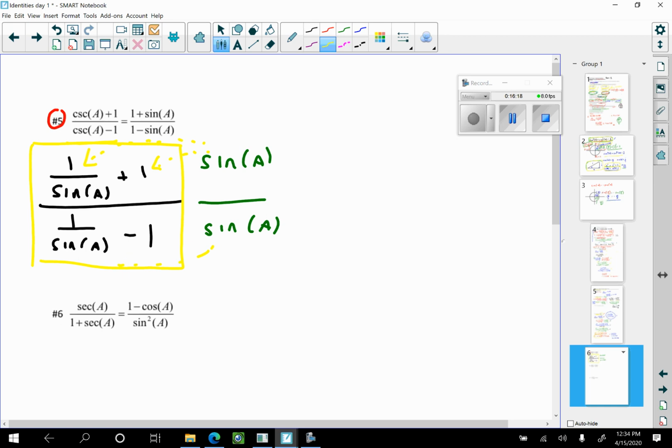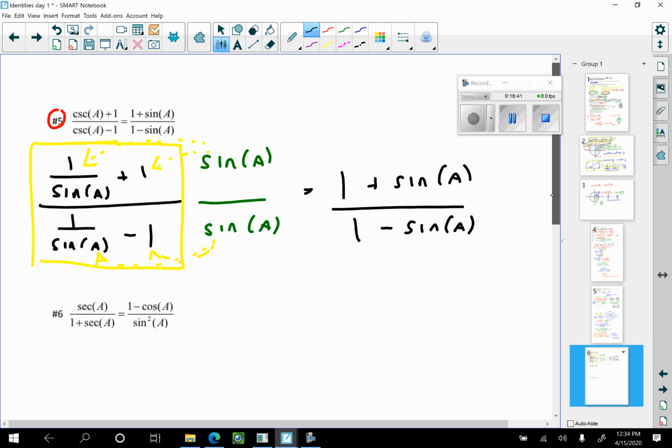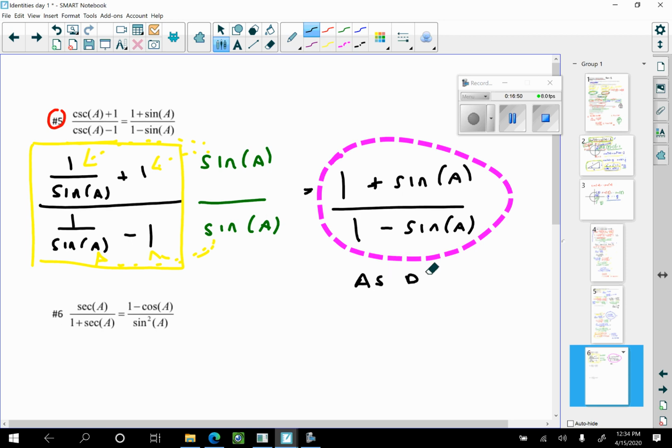Now I'm going to do the distributive property here. And what do I have? Sine of A times 1 over sine of A is 1. Sine of A times 1 is plus sine of A. Whoa, whoa, whoa. Sine of A times 1 over sine is 1. Sine of A times negative is 1 over 1 minus sine of A. Oh, guess what, ladies and gentlemen? That's exactly what I wanted. As desired. Yes, some of these are going to be that straightforward. So just be careful when you're looking at the solutions here.